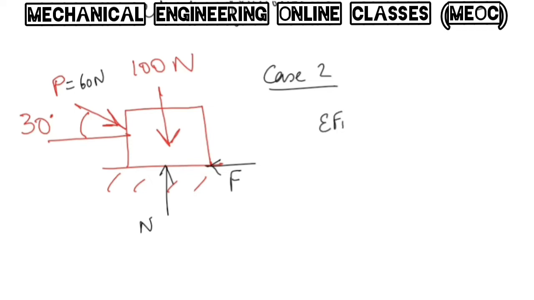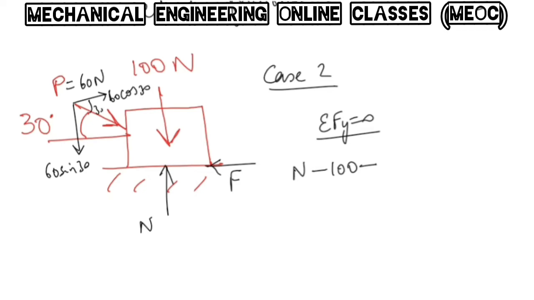So I'm going with sigma Fy equal to 0 again. So we'll have N minus 100 minus 60 sin 30 equal to 0, since the vertical component is 60 sin 30 and the horizontal component will be 60 cos 30, because this angle is 30. So N is the only unknown in this equation. N is equal to 100 plus 60 sin 30, which comes out to be 130 Newtons.